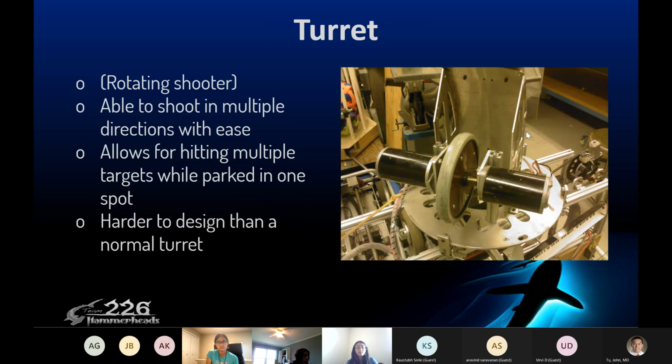And so the next is a turret. So a turret is basically a rotating shooter. As you can see in the picture, there is the wheel on the bottom, which powers the balls, and then a hood on top, which can aim. So this turret can rotate on a horizontal axis, and it can shoot multiple different directions pretty easily. It's good for hitting multiple different targets when you're parked in one spot, but it's harder to design than a normal shooter.